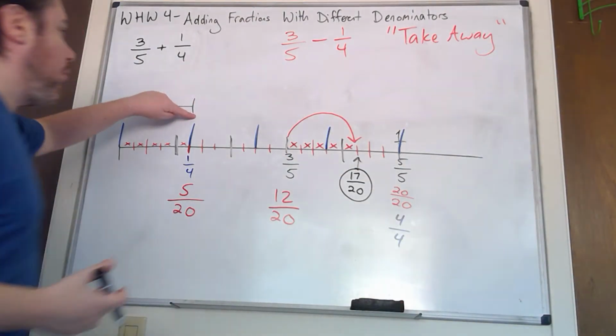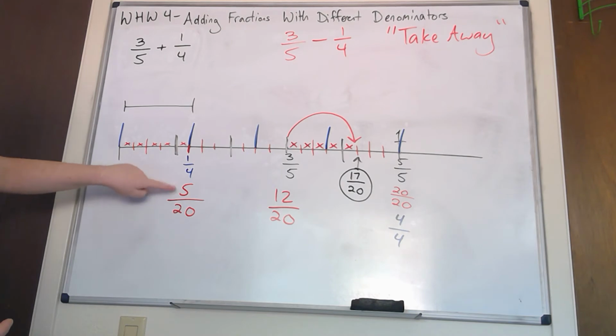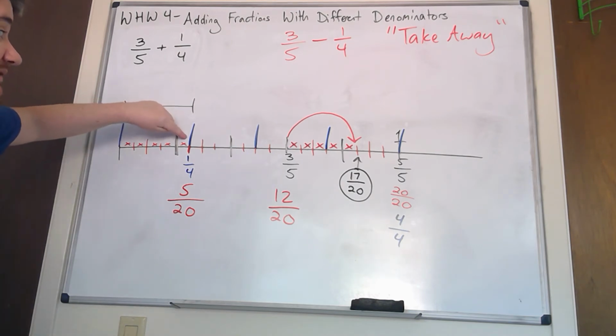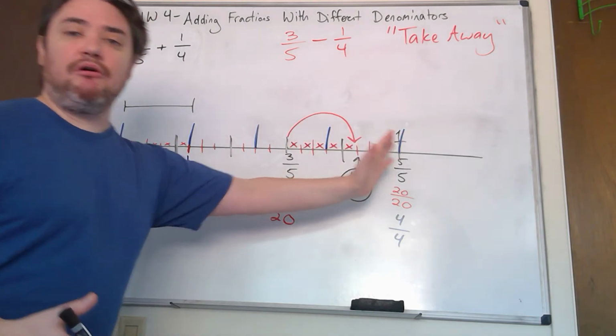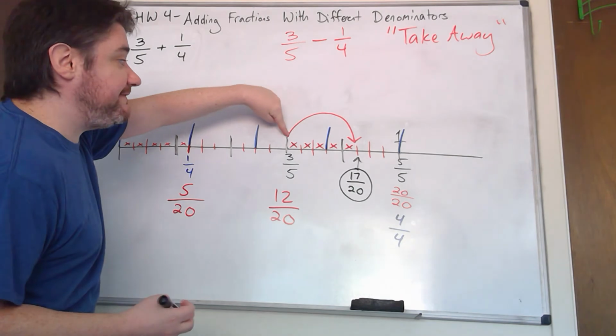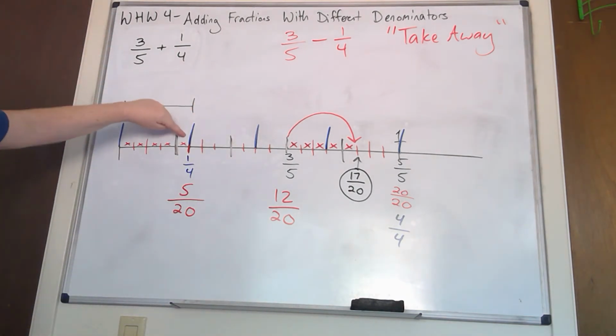Once we located 1/4, we counted up the small segments and said, well, wait, 1/4 is really 5 of these little segments, which we're calling 20ths. It's 1, 2, 3, 4, 5 of those segments. So now that we've got all that set up, can I do the takeaway here? Sure. So 3/5, let's subtract or take away 1, 2, 3, 4, 5 of these little segments.